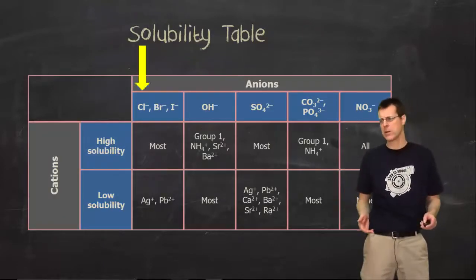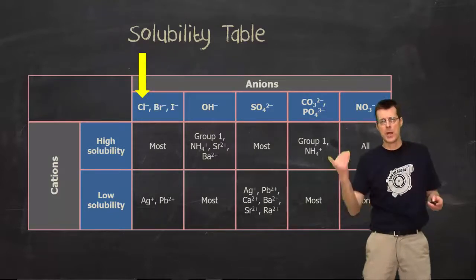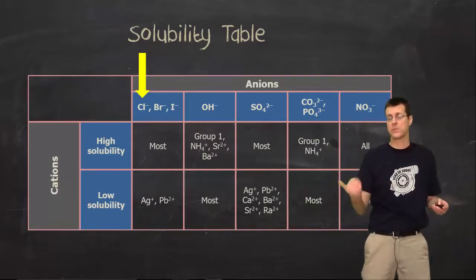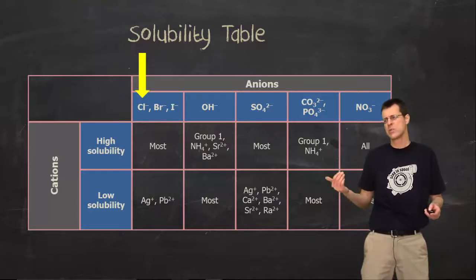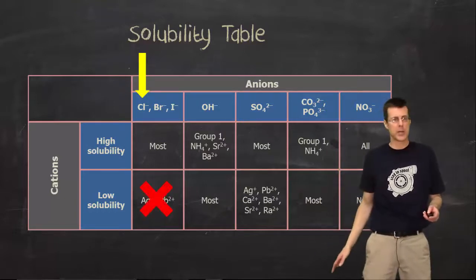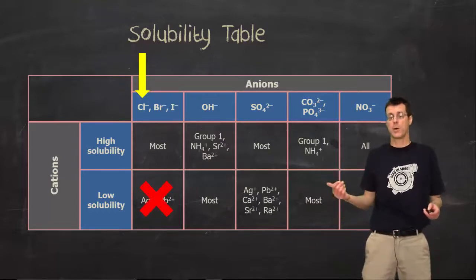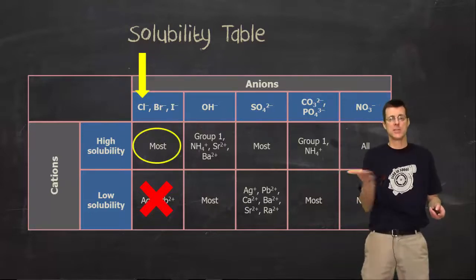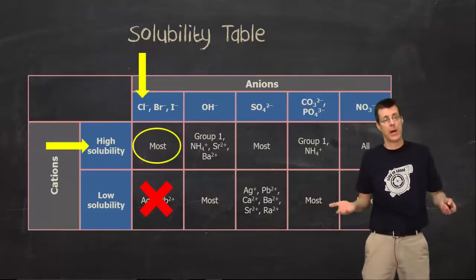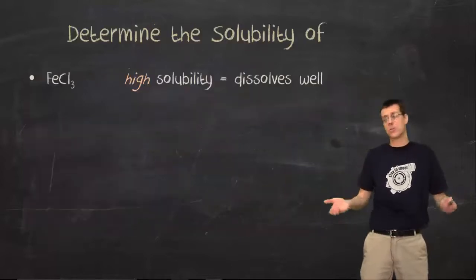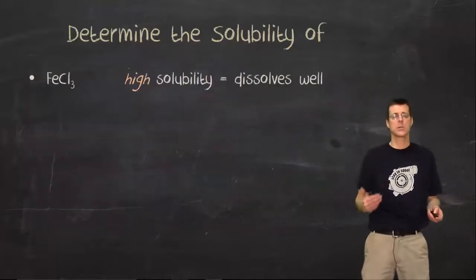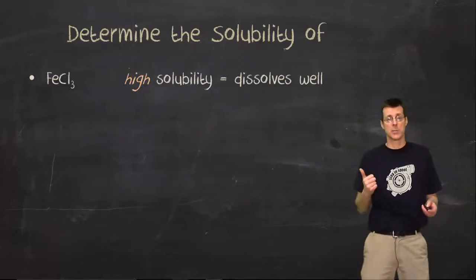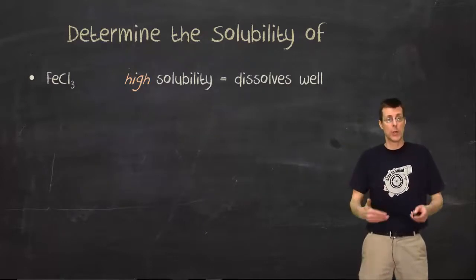We find it there in our column, and then from there we're looking into the column to find where iron is. We don't see iron listed on the bottom, so iron must be part of the group that says most. That is in the section that is labeled high solubility. That's how we use the table. So we would then predict that iron 3 chloride has high solubility, which means it dissolves quite well.